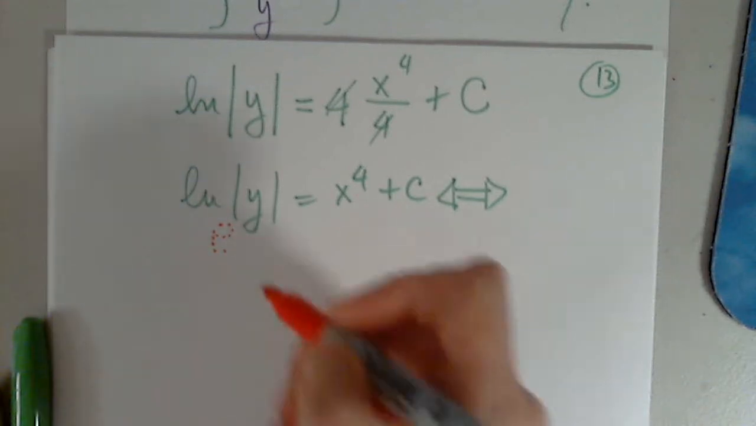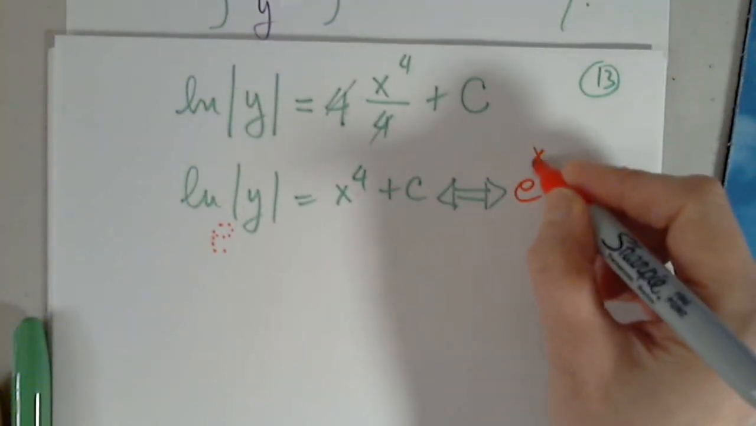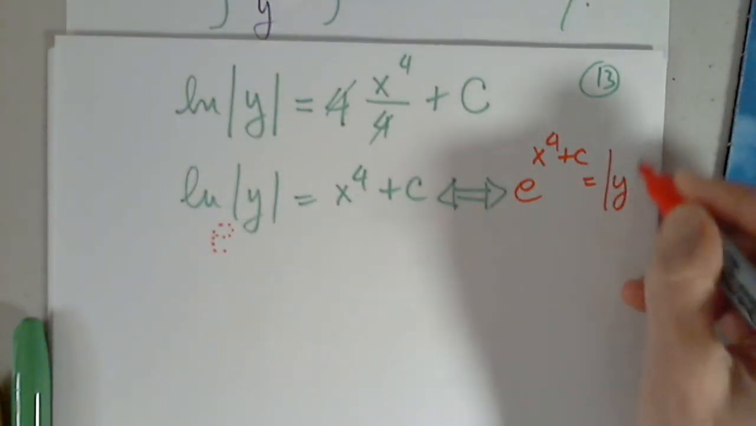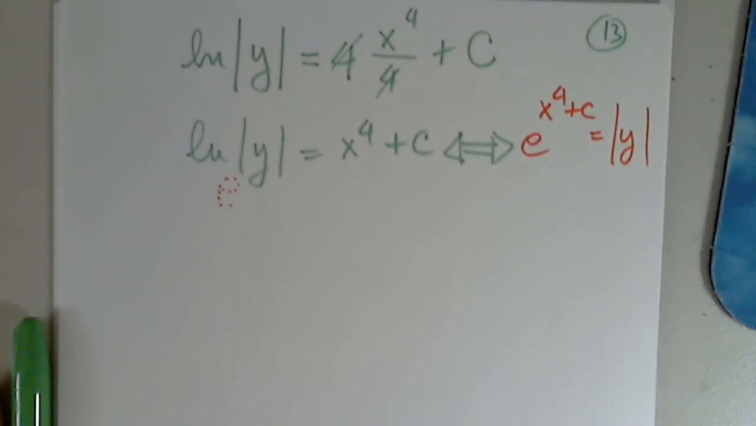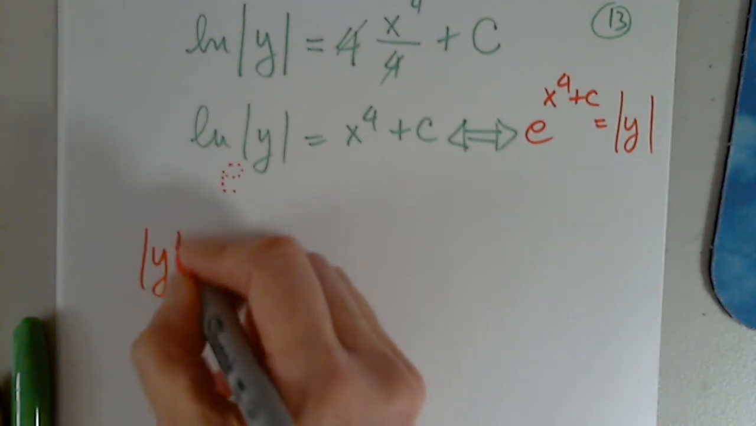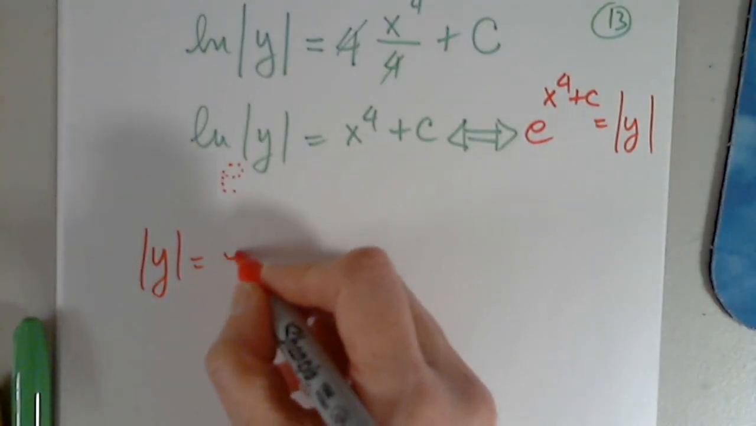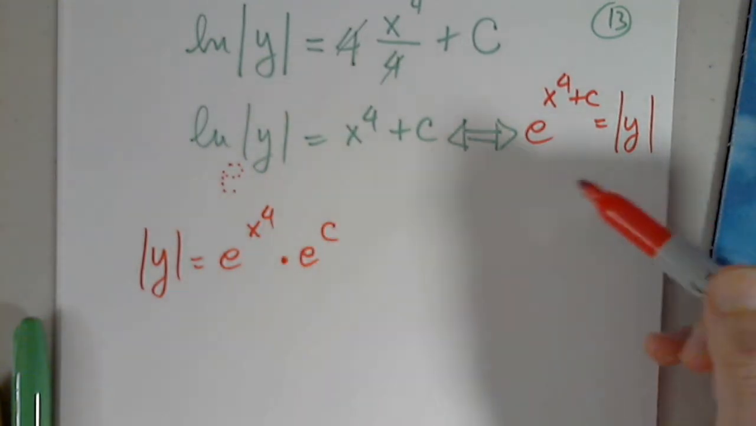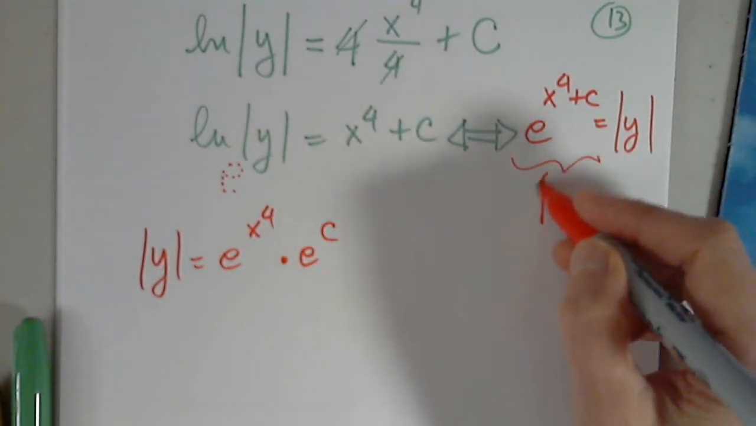But we know it's there. e raised to this equals natural log y, equals the absolute value of y. So the absolute value of y, I'm going to copy it here, can also be replaced by this, the right-hand side. How do I know?